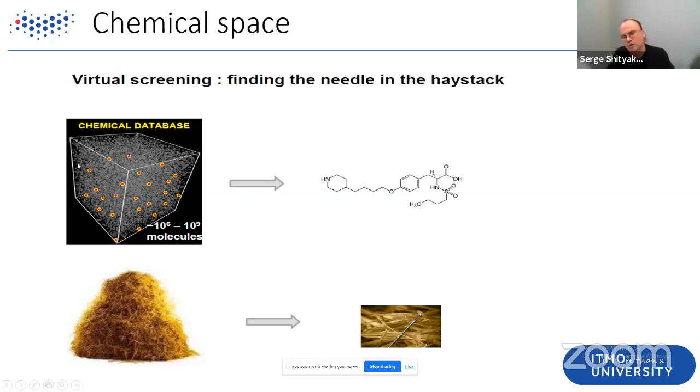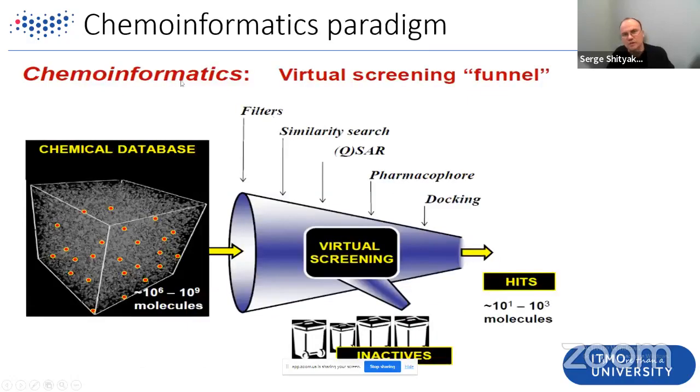And from this realm of molecules, we would like to find some molecules which are very important in terms of affinity, bioavailability, pharmacokinetics, pharmacodynamics, binding, degradability, druggability, and some other parameters. And the idea is to find the needle in the haystack. You have a haystack, and this is the needle. It's really hard to find this needle. And the chemoinformatics paradigm is actually to find this needle.